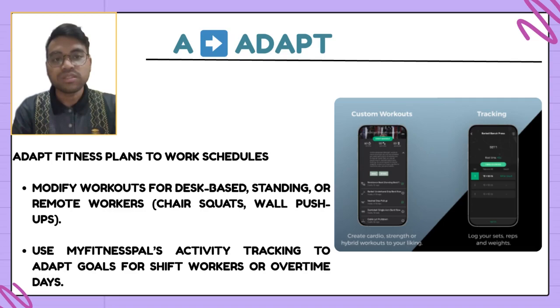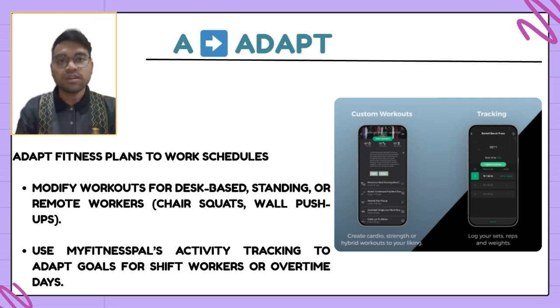Like my example, which is chair squats. How many chair squats will we do in one day? Maybe for one day for a beginner or for working adults, like 10 to 20 repetitions for one day. And wall push-ups, I think 15 to 20 for one day, which is good. And based on this app, we can track how many workouts we have done daily.